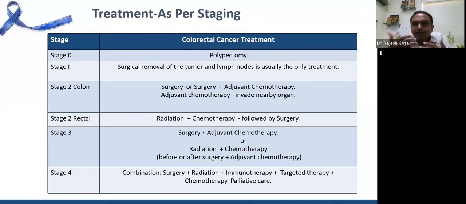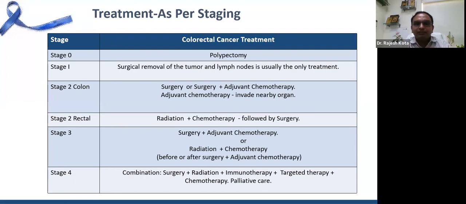So to briefly tell you what treatment we use for stage 0 or cancers that have not formed, or if we see only polyps in the large intestine, we do polypectomy that can be done with the help of the colonoscopy itself. So that is the treatment for stage 0 or cancers that have not spread beyond the mucosa. Stage 1 is surgical removal of the tumor and the nearby lymph nodes.